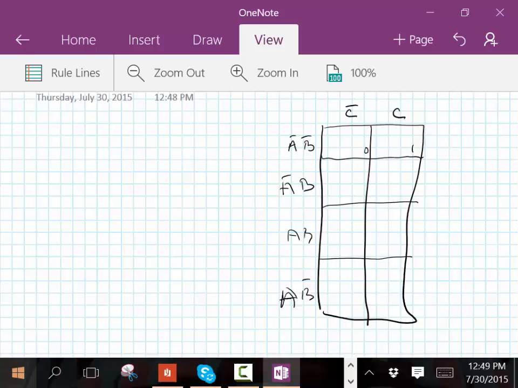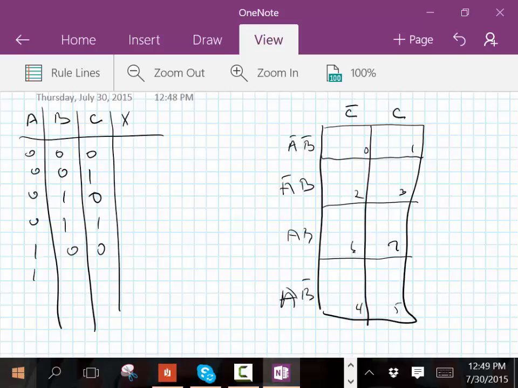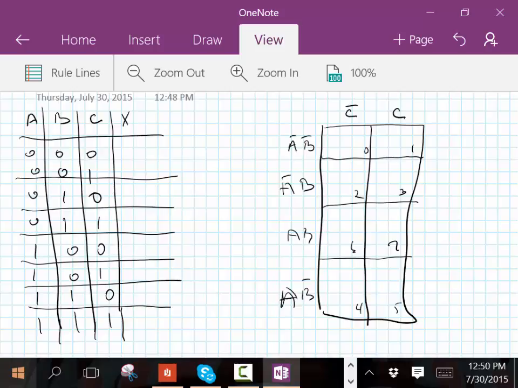If I put my numbers in, 0, 1, 2, 3, 4, 5, 6, 7. So let me write my function here, A, B, C. I'm going to show my output as X. 0 0 0, 0 0 1, 0 1 0, 0 1 1, 1 0 0, 1 0 1, 1 1 0, and 1 1 1. My handwriting is probably neater if I do it this way. So I'm just going to put some random ones and zeros, just like I did the other day.